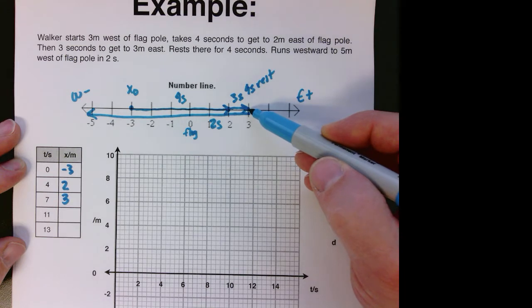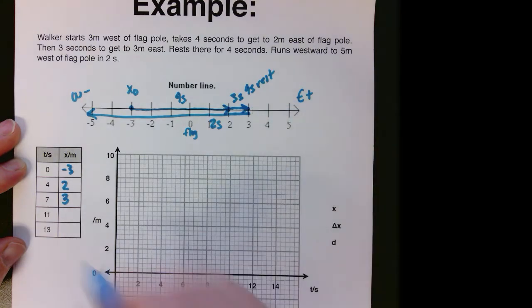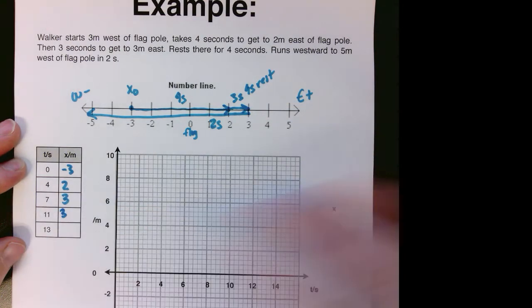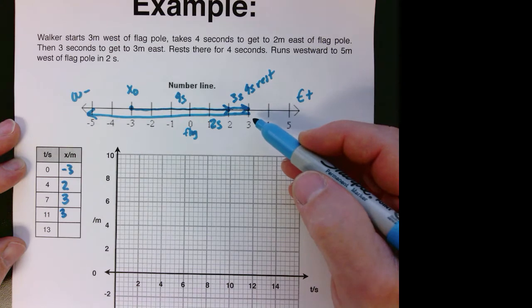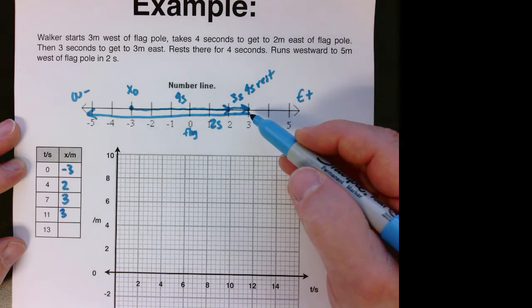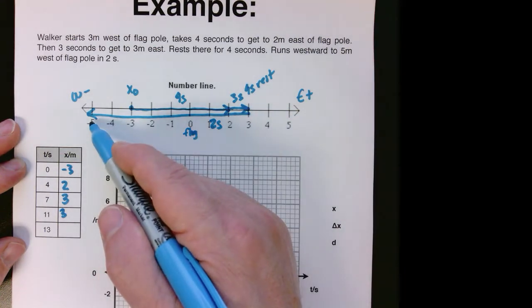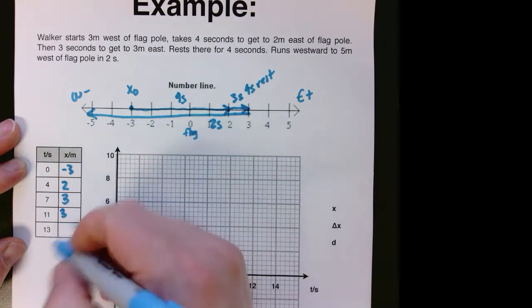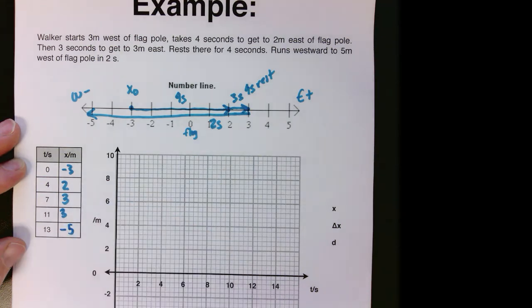And then they wait there 4 more seconds. 8, 9, 10, 11. At time 11, they are still at a position of 3. And then 2 seconds later, from 11 to 13, they end up back here at 5 meters west. So they end up at a position of -5.